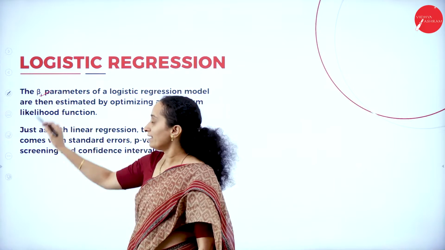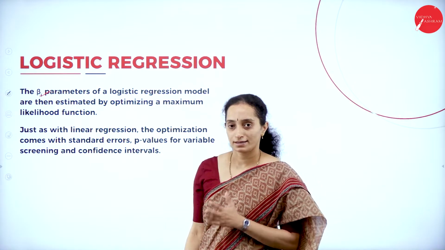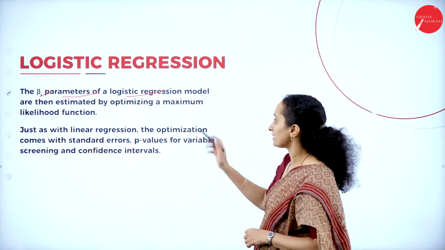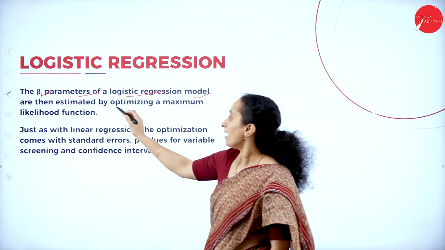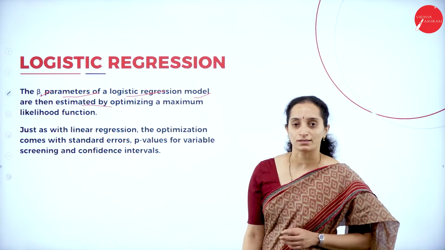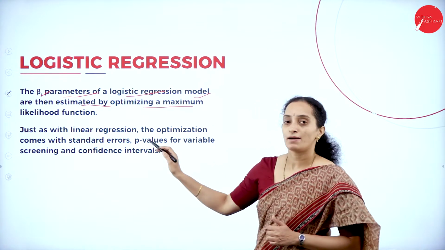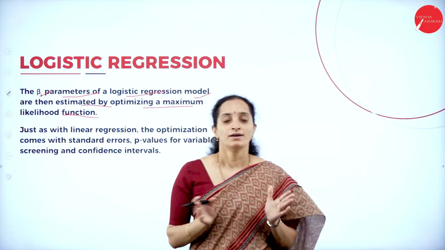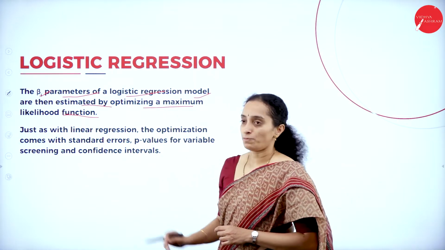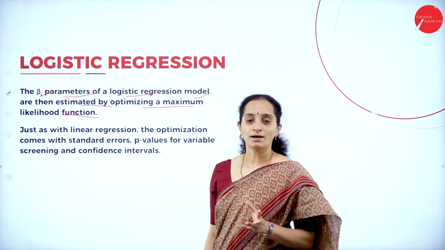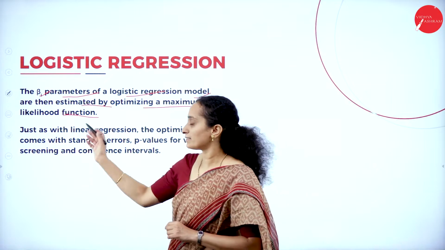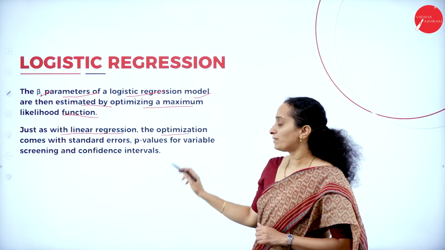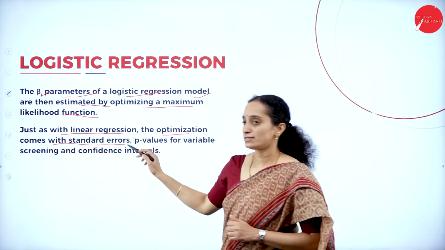The beta i, that is the categories, the parameters of a logistic regression model, are then estimated. How do you estimate these parameters? By optimizing a maximum likelihood function. Similar kinds of functions will be clustered or optimized to get the parameters. Just as with the linear regression, the optimization comes with the standard errors.